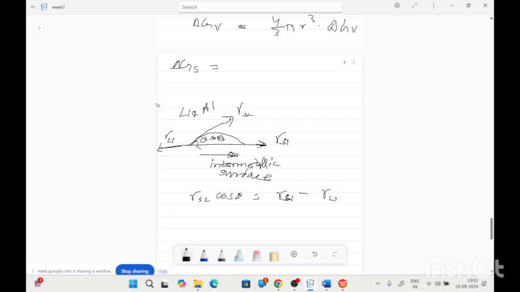Because of these three types of surface energies associated in this case, the surface energy term is written as ASL gamma SL, where A is the area and gamma the surface energy associated with that surface area, plus AIS gamma IS, minus AIL into gamma IL.